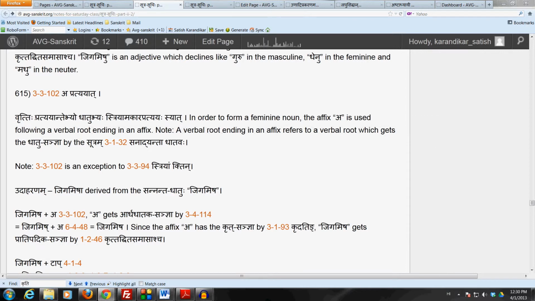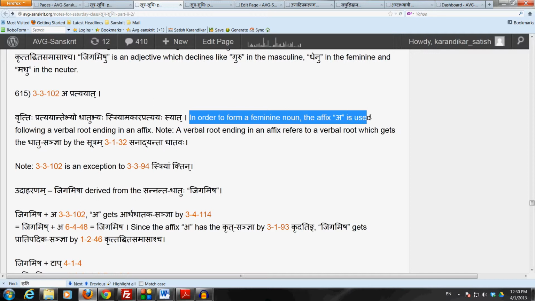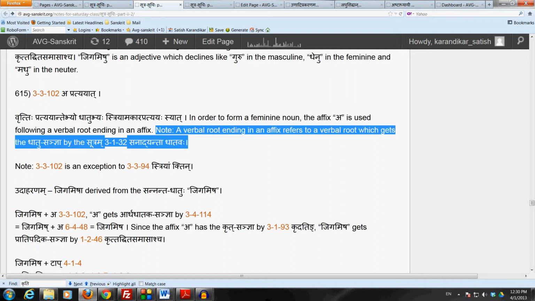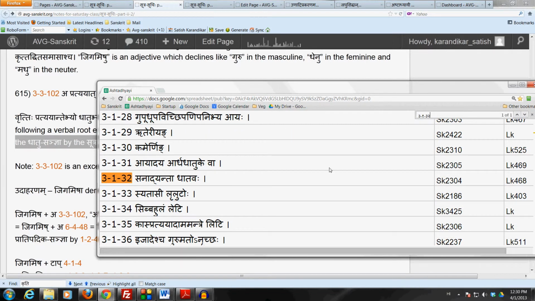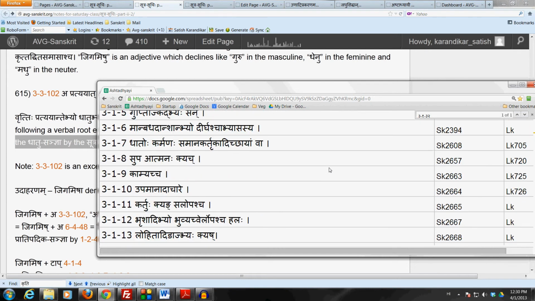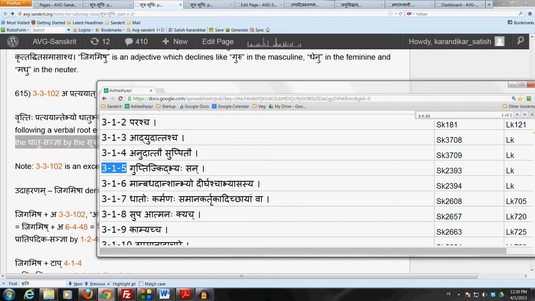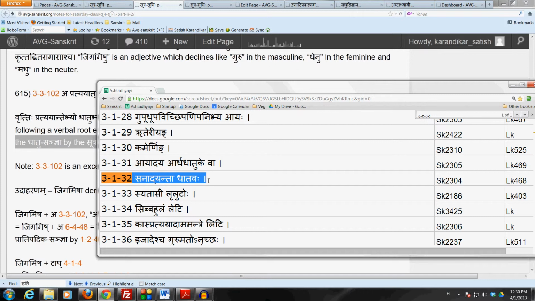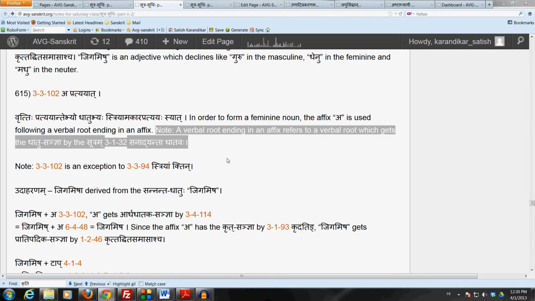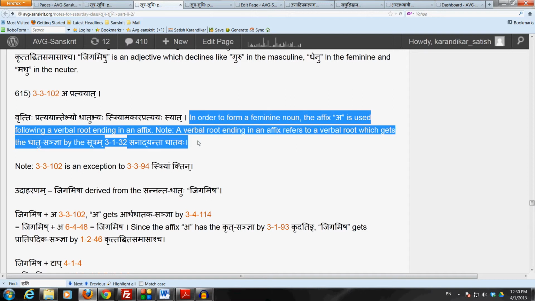The vritti says pratyantebhyo dhatubhya striyamakar pratyyasyat, which means that in order to form a feminine noun, the affix a is used following a verbal root ending in an affix. A verbal root ending in an affix refers to a verbal root which gets the dhatu sanya by the sutram sanadyanta dhatavaha. All these verbal roots which are formed using the affixes from 3.1.5 down to 3.1.31 are the ones which get the dhatu sanya by sanadyanta dhatavaha 3.1.32, and following those verbal roots, this affix a is prescribed by the sutram 3.3.102 apratyayat.